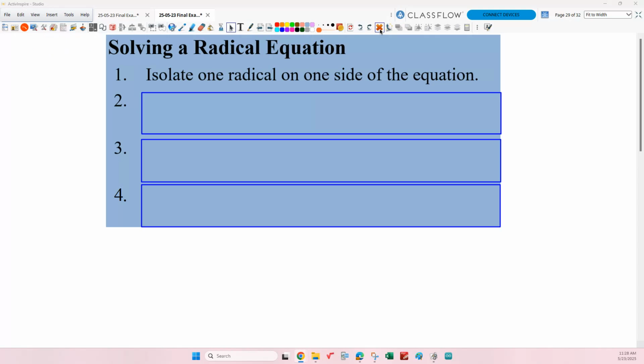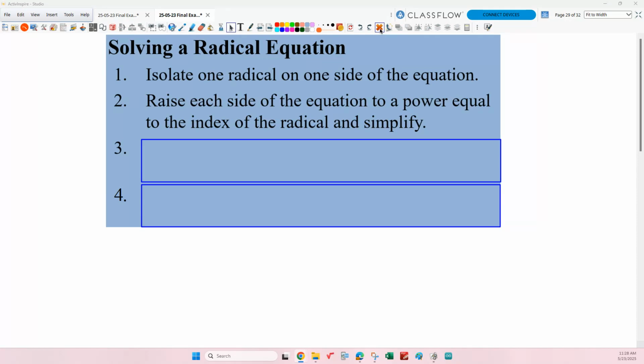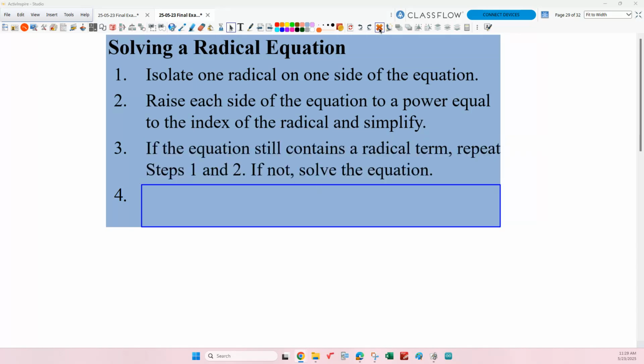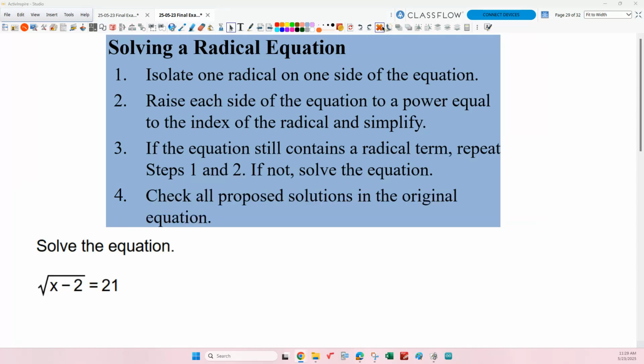If a radical's over by itself, square it, cube it, whatever the power of the radical is. Okay. And then after that, we have to check to make sure all those radicals are gone. If they're not, we just repeat 1 and 2. Then we also have to check our solutions because some of them might not work, kind of like with the rational expressions that we've been working on.